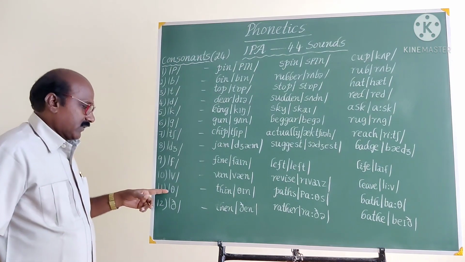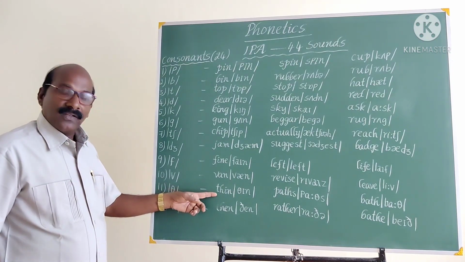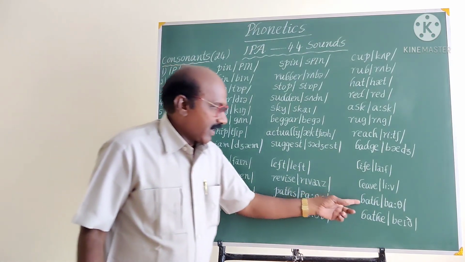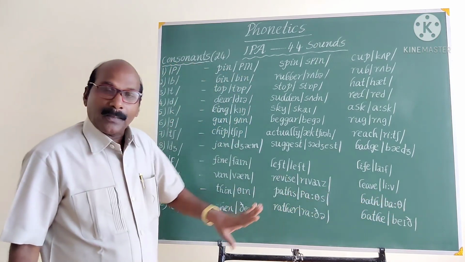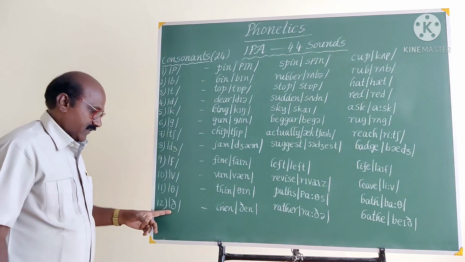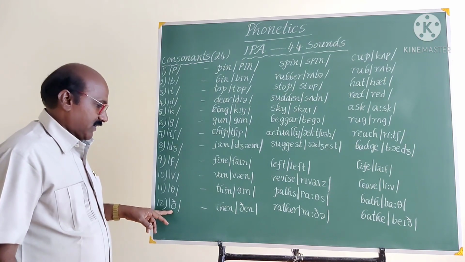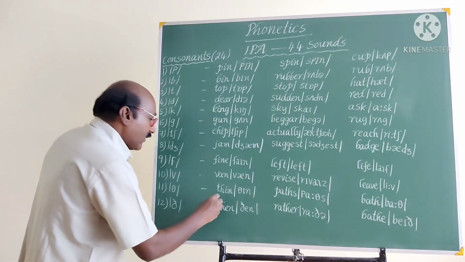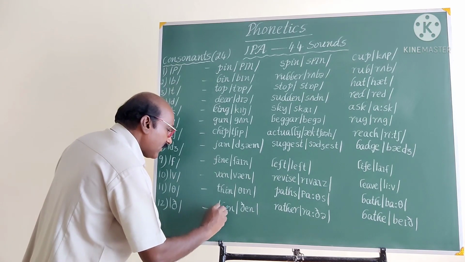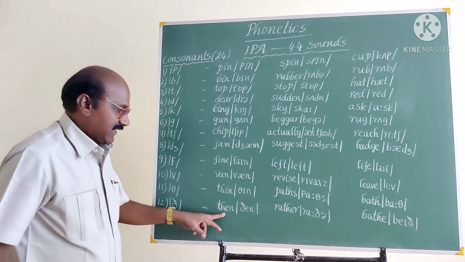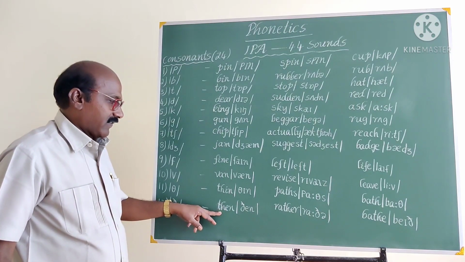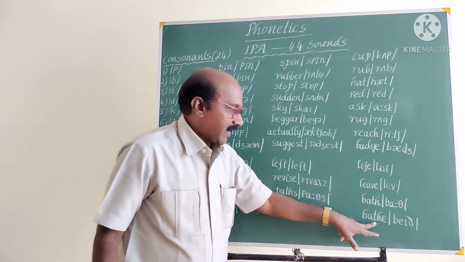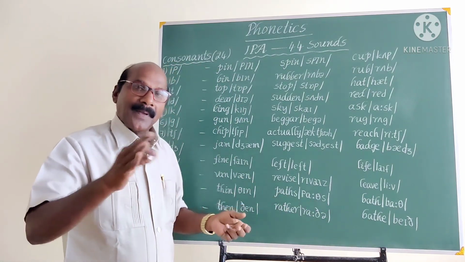And this one, the voiceless th, as in thin, paths, bath. So in all the three positions this sound occurs. The sound of the voiced th is as in then. Initially it occurs in then, medially in rather, and finally in bathe.